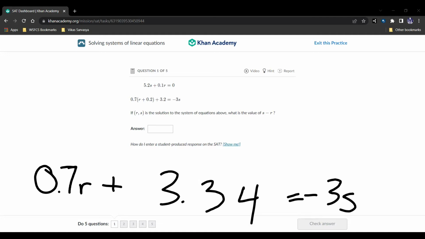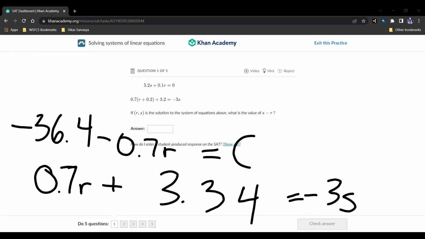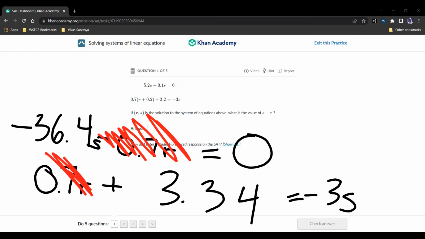Sorry. So if we multiply this top equation by negative 7, then that makes negative 36.4s. You can just do 5.2 times negative 7. Negative 36.4s minus 0.7r, which equals 0. And then we're going to add this up, and then this cancels out with this.